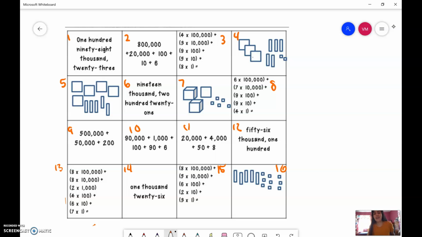You're almost there. And keep in mind, place value is super important, especially for 4th grade. Okay, you're gonna see a lot of larger numbers. Okay, so take care and let me know if you have any questions.